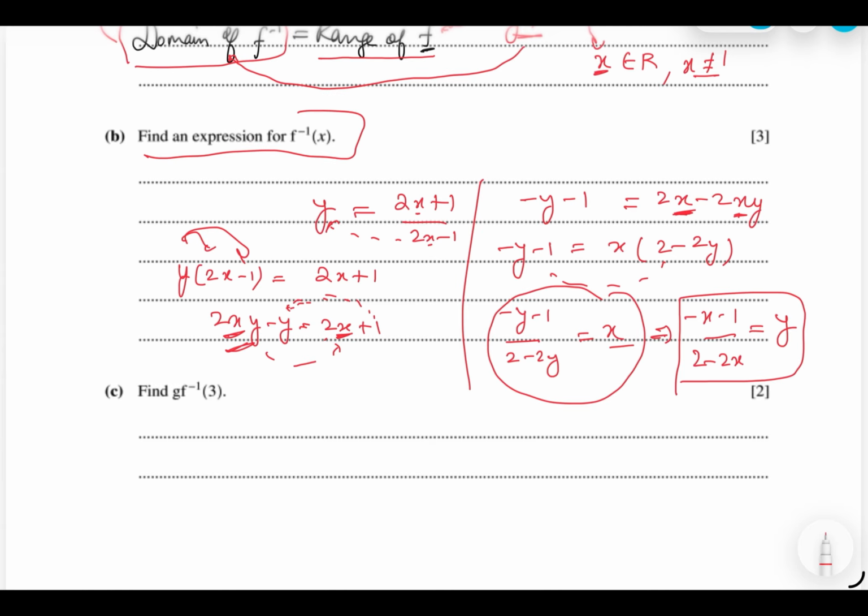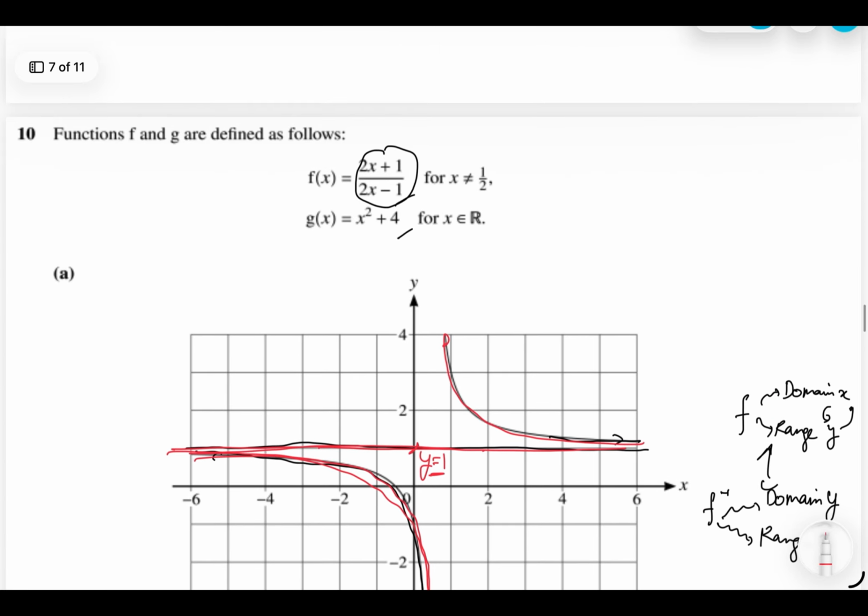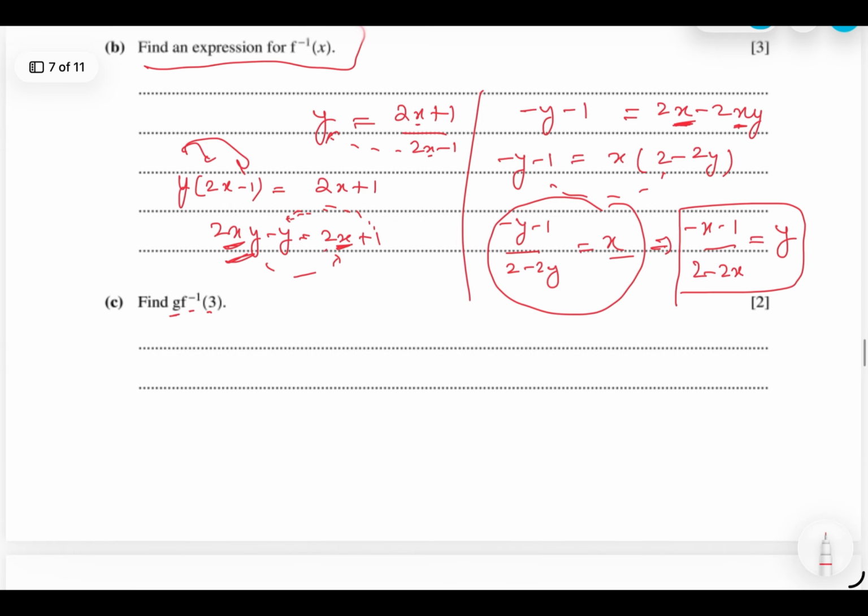So the next question says, find g of f inverse of 3. Okay. So what was g? g was x squared plus 4. So we had g(x) as, now we will plug in g of f inverse of 3. Okay. So what would that be? First find the value of this one and plug it into g.